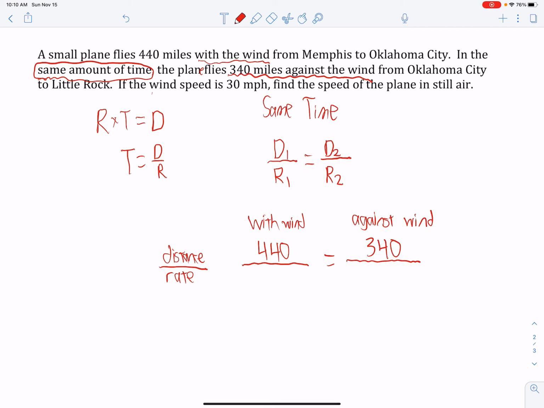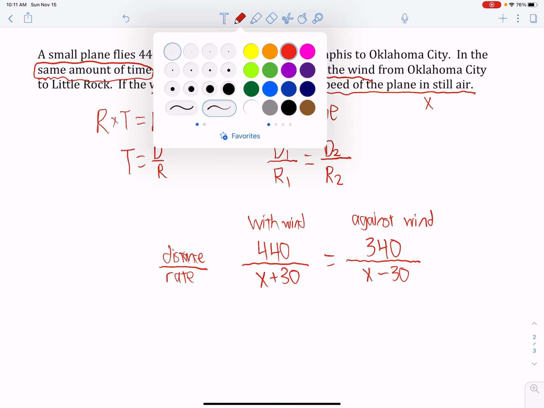Now it says here the wind speed is 30, and we want to find the speed of the plane in still air. We don't know what the speed of the plane in still air is, so we're going to call that x. When you're traveling with the wind, you take the speed in still air and you add the wind speed. When you're traveling against the wind, you take the speed in still air and subtract the wind speed. So in this case, our speed with the wind is x plus 30. Our speed against the wind is x minus 30.